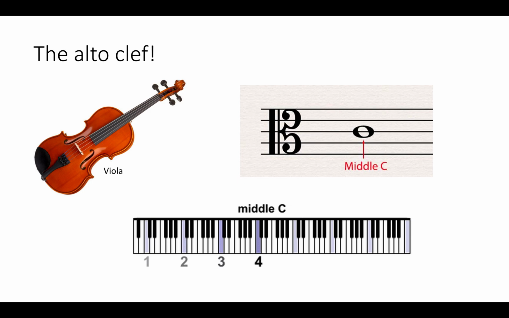So this C is right in the middle of the piano. You can hear it's a middle pitch. It's not very high, it's not very low. And that is the middle of the stave here. And this is the clef that's always used for the viola because it's got a medium pitch.